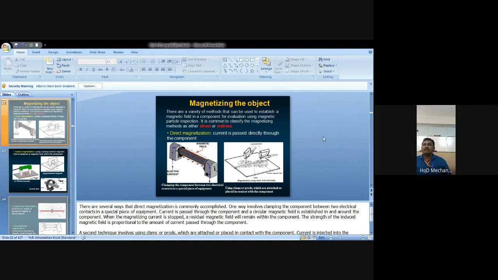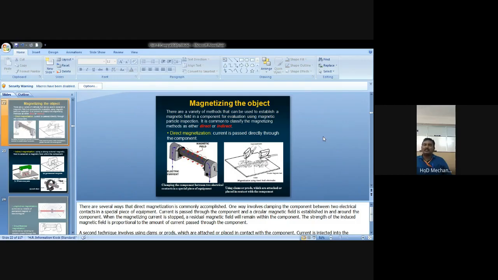So, magnetizing the object. There are a variety of methods that can be used to establish a magnetic field in a component for evaluating using magnetic particle inspection. It is common to classify the magnetization method as either direct or indirect.